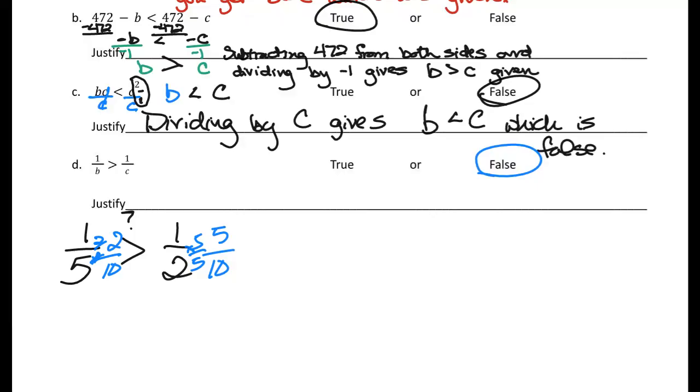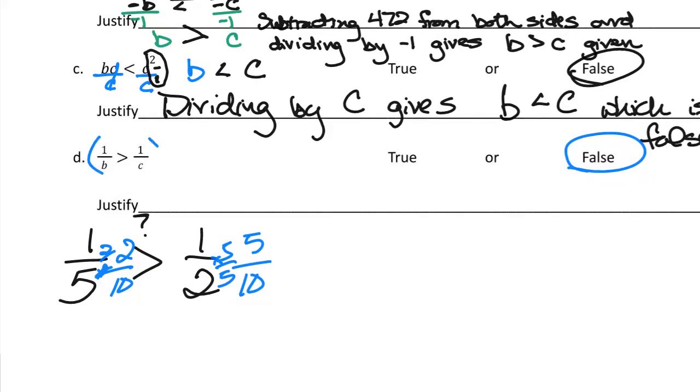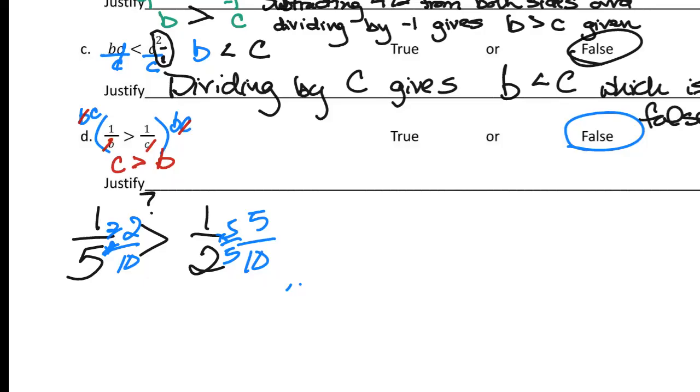So in the same way, algebraically, if you have B and C are two different numbers, you could multiply the whole thing by BC, and the B's would cancel out, and you end up getting C is greater than B, which is also false. So there's many ways to do this, okay?